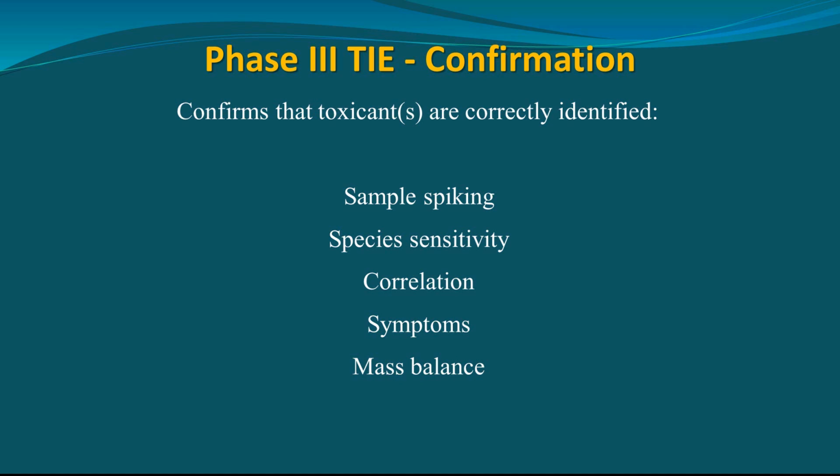We compare different species sensitivities. Sometimes we'll do that. We were talking earlier about how Ceriodaphnia and Chironomus and Hyalella all have different sensitivities to different pesticides. So we can use that information as a TIE procedure as well. Correlation analysis is just correlating the chemical concentrations with the effect. Sometimes certain chemicals, neurotoxins, have specific symptoms. There's industrial chemicals that cause, like, coughing in fish. So these can all be used as confirmation steps.